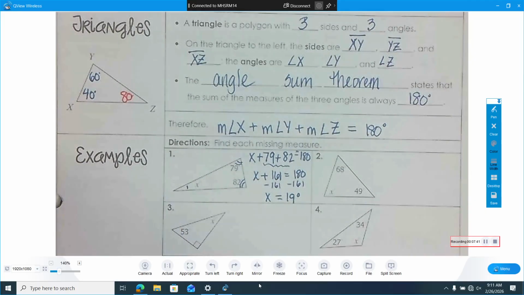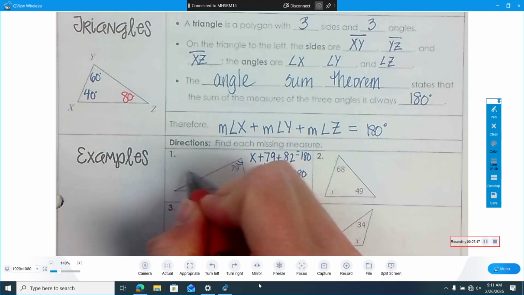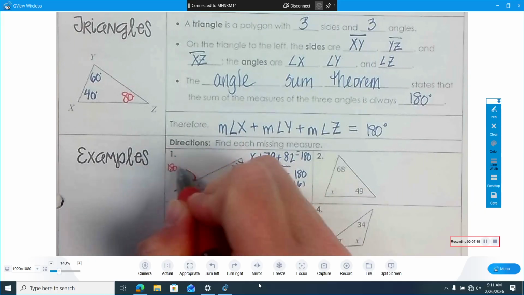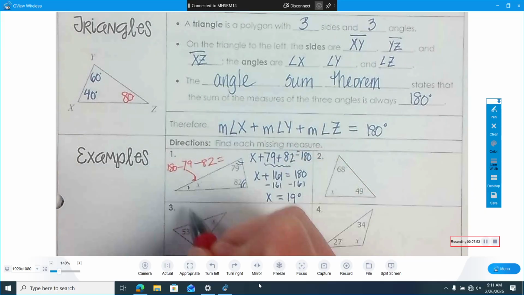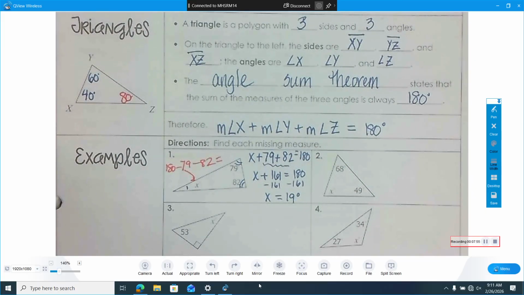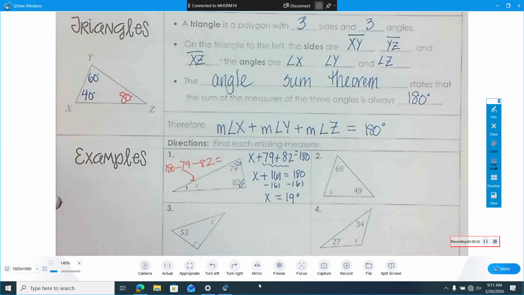Could you have done that on the calculator? Yeah. Pretty easy, right? Could we have just done 180 degrees minus the 79 minus the 82 on the calculator, and that's going to give me X? That's pretty nice, right? So sometimes you have two options. You can just use the calculator if it's all numbers.